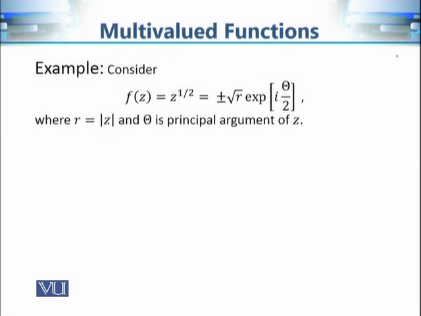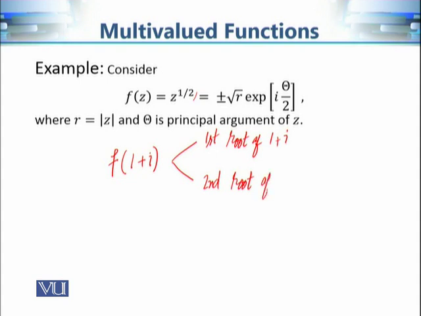Now sometimes we are given an expression which is not a function by the definition of a function, but we can construct many functions from this expression, and of course we can use those functions to discuss the properties of that given expression. For example, if we are given f of z is equal to z raised to power 1 by 2. Now we know that if we are calculating a square root of z, then we are going to have two answers. So if I take the input to be 1 plus iota, then the output is not going to be unique. I'm going to get two different answers. The first root of 1 plus iota, and then the second root of 1 plus iota.